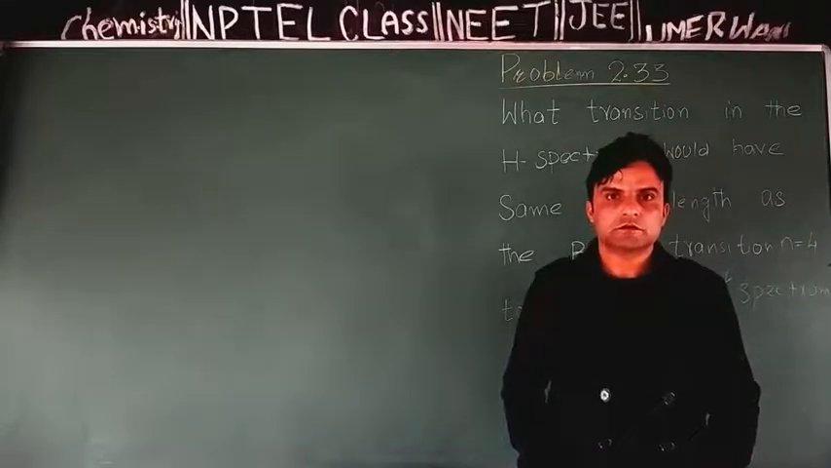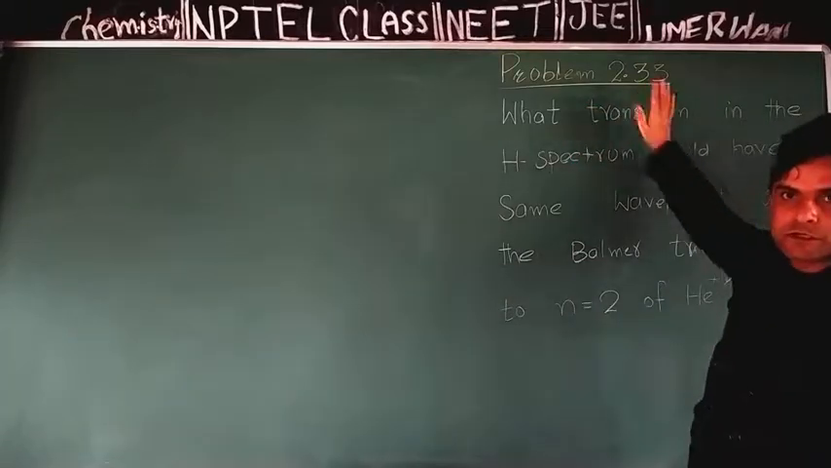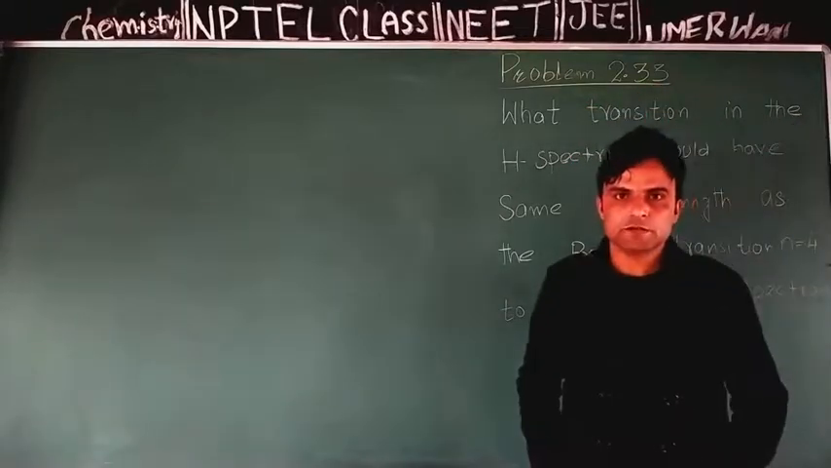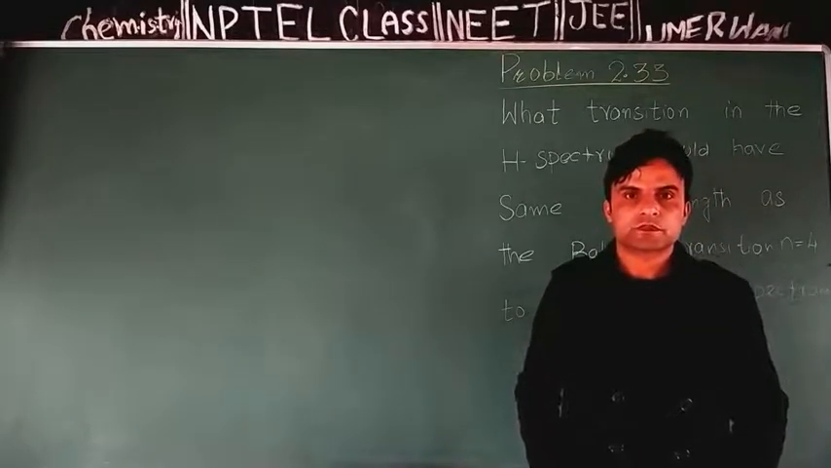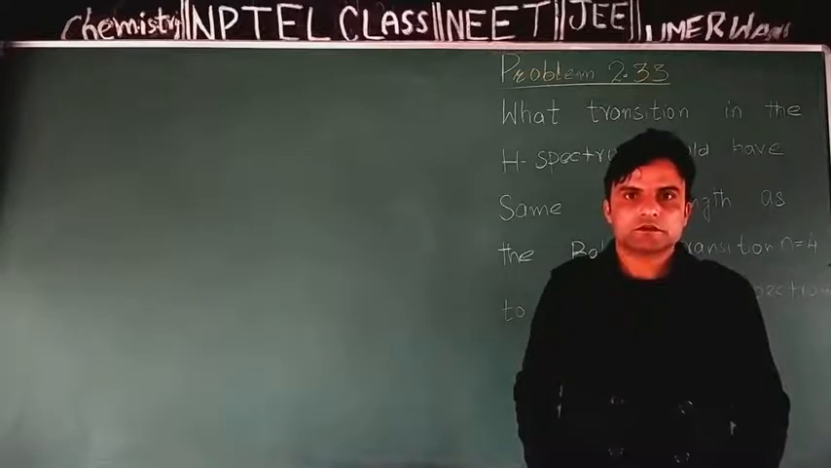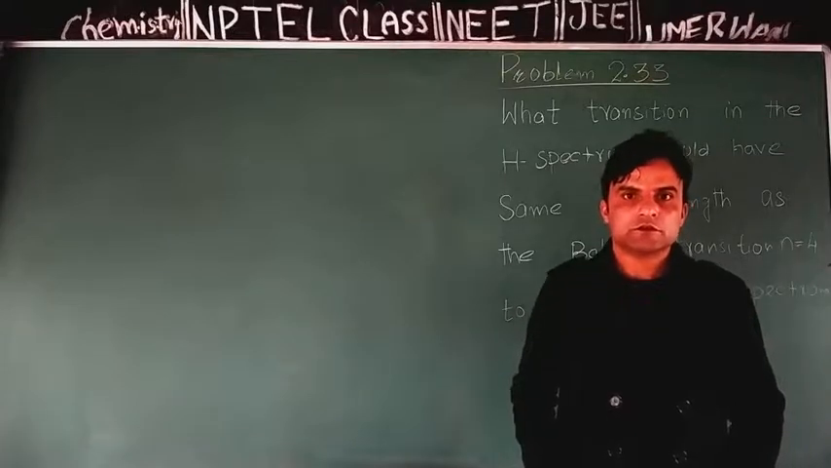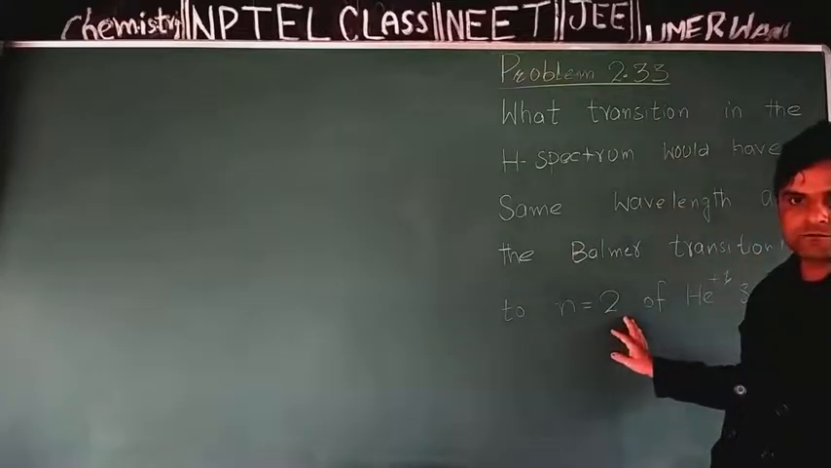Today I am here to solve chemistry class 11th NCERT problem 2.33. Let me make you understand the problem. In the problem, it is given that in unipositive helium ion, which is a one electron species, electron transition is occurring from higher energy level n equal to 4 to lower energy level n equal to 2.